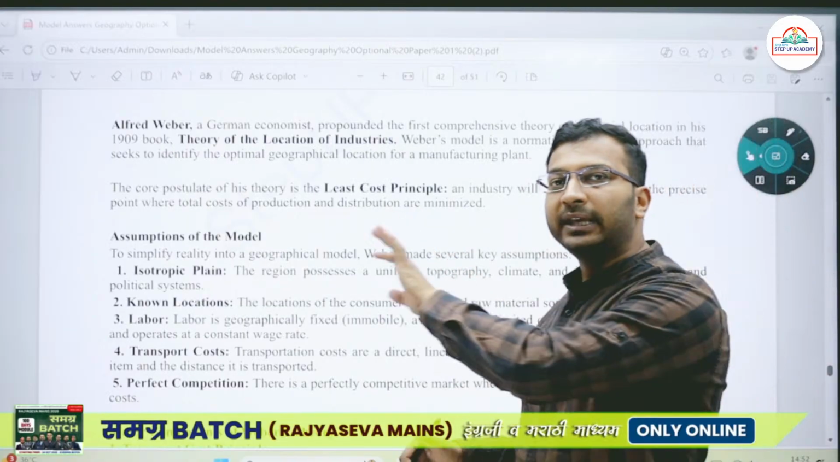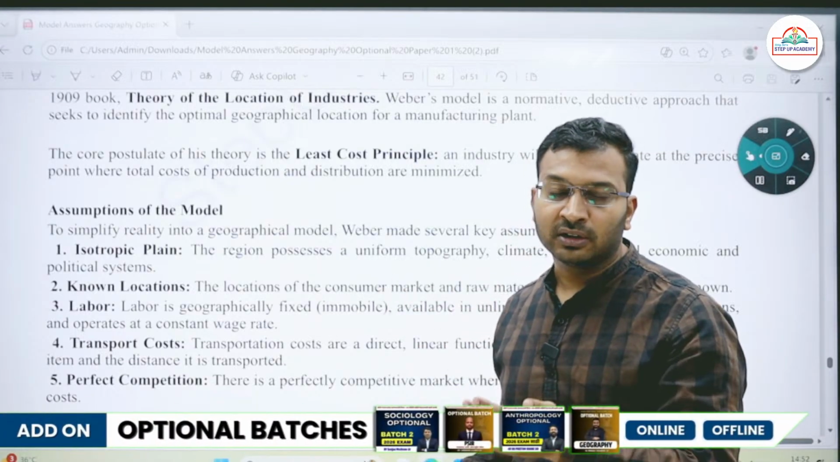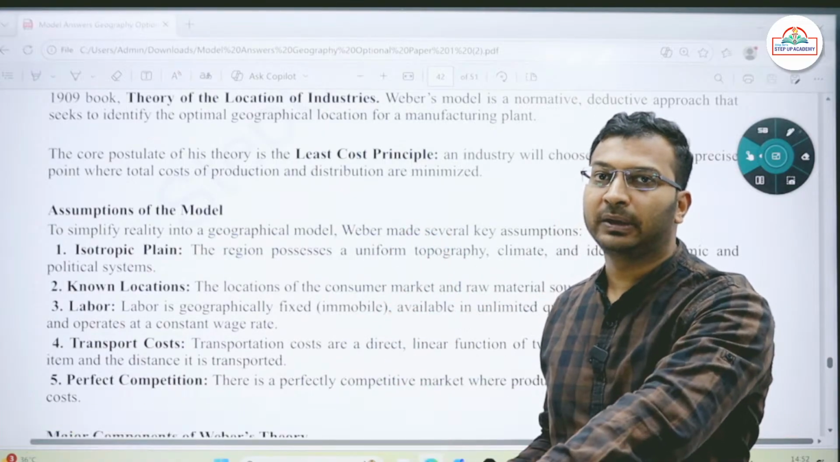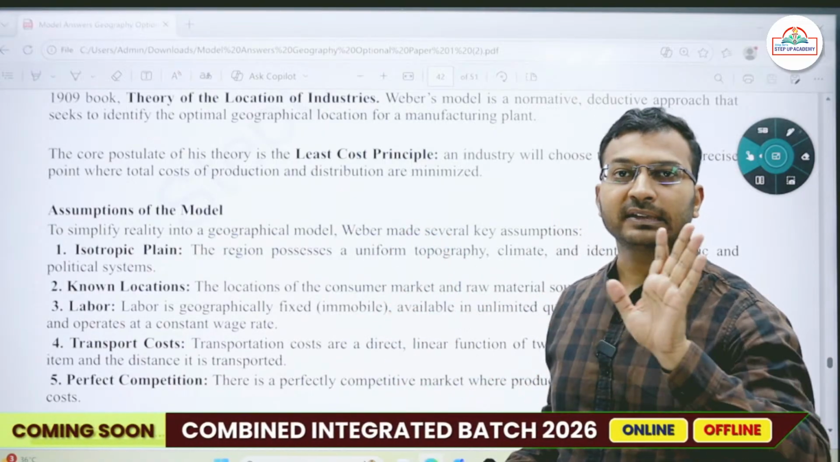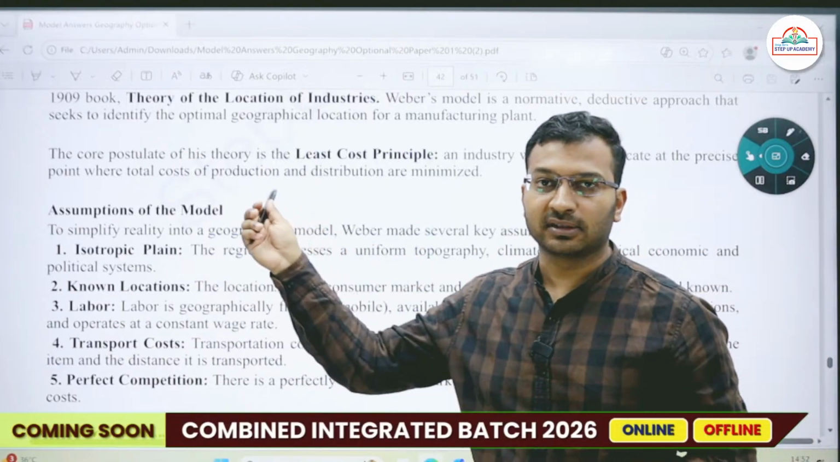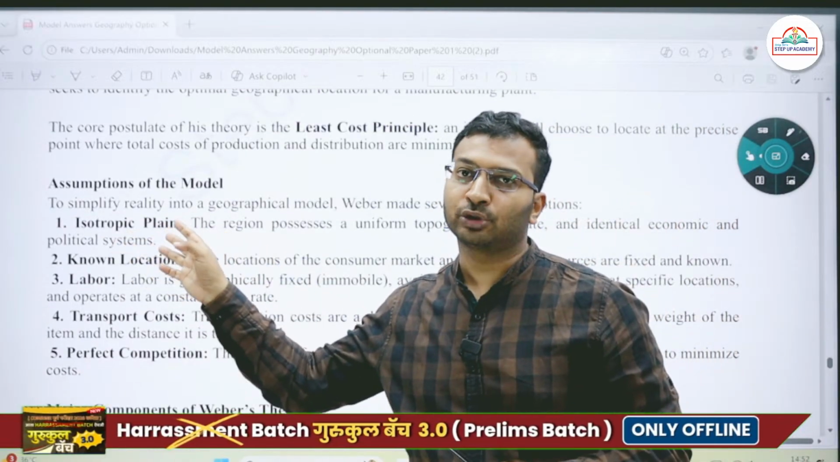So to explain his theory, he made some assumptions, because he wanted to say that the industries are present only at those places where the cost of production is less. So he gave the least cost principle. For this, he made certain assumptions. Okay, the first assumption that he made is the isotropic plane.